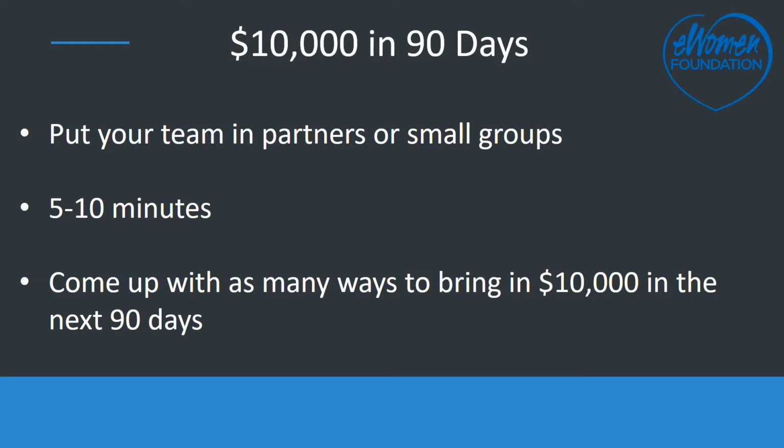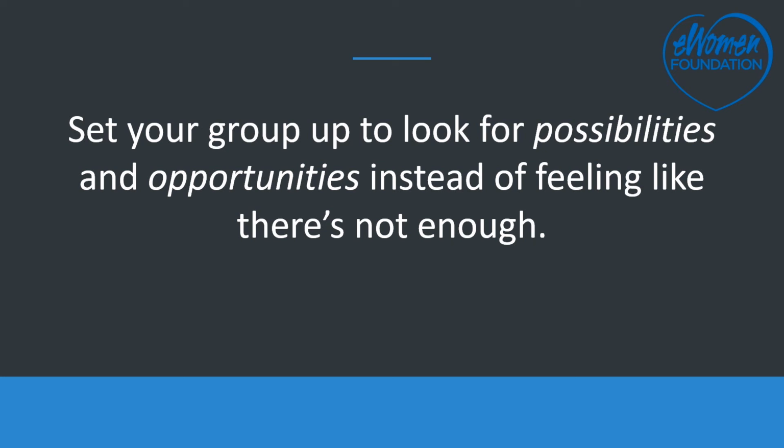And here's an exercise I call $10,000 in 90 days. All you do is you put your team in partners or small groups, give them 5 to 10 minutes, and instruct them. Come up with as many ways to bring in $10,000 in the next 90 days as possible. Now, to get them started, you can tell them, it could just be someone writing a check, right? Nothing's off limits. You don't have to figure out how. Just get them writing down and coming up with these ideas so that they're open to the possibilities. Set your group up to look for possibilities and opportunities instead of feeling like there's not enough.